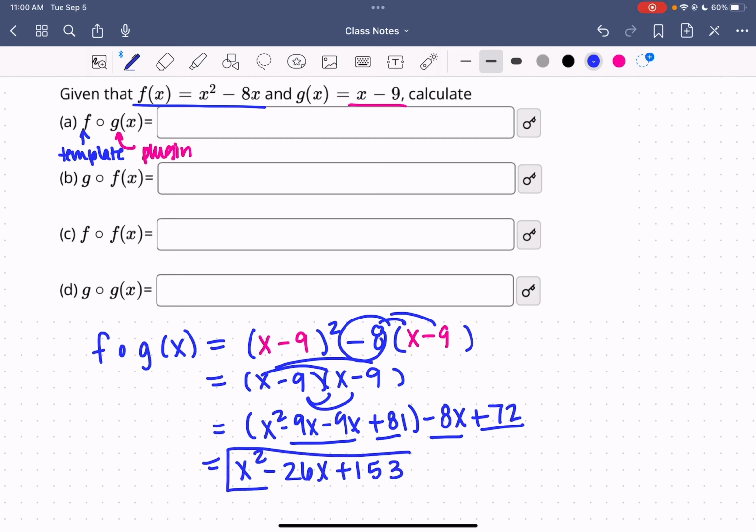So just be careful when you're putting this together. Make sure you FOIL or square out the entire front piece, and then make sure you distribute. You don't write it incorrectly. You distribute this negative 8 throughout. So when you're doing compositions, you're going to template and then plug in. So let's go ahead and jot that down in our first blank. And we'll move on to the next piece.